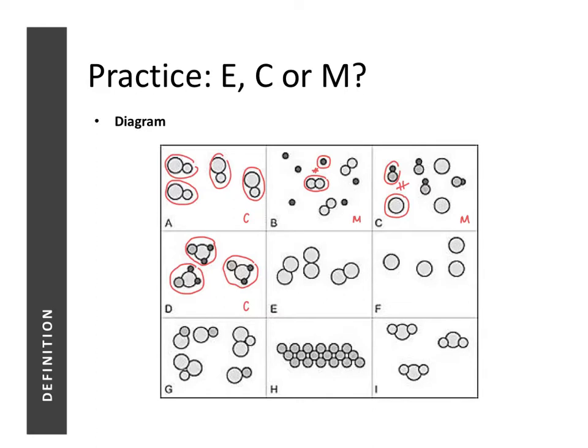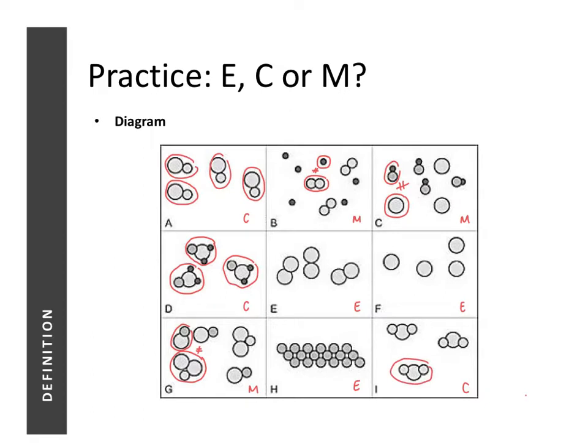Diagram E is an element. Why? Because all the particles are the same. Same for F, it is an element. G is a mixture once again, because there are two different types of molecules that are not chemically combined. H is an element, and then I is a compound.